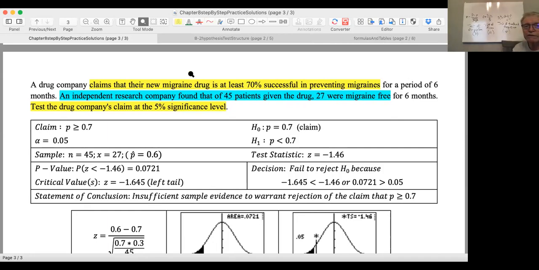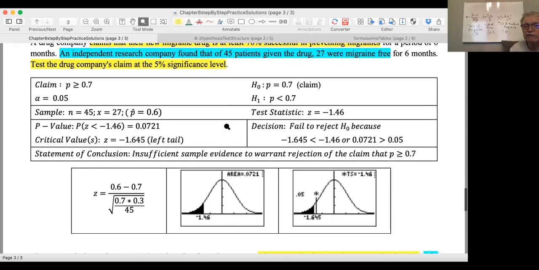So let's look at the highlighted area here for the sample information and calculations. We see that the researchers found that they had 45 patients, the number of trials, N, and 27 were migraine-free, the number of successes, X. So we have X over N. We can calculate X over N, which is 27 over 45, which turns out to be 0.6. So we've got P hat as 0.6.